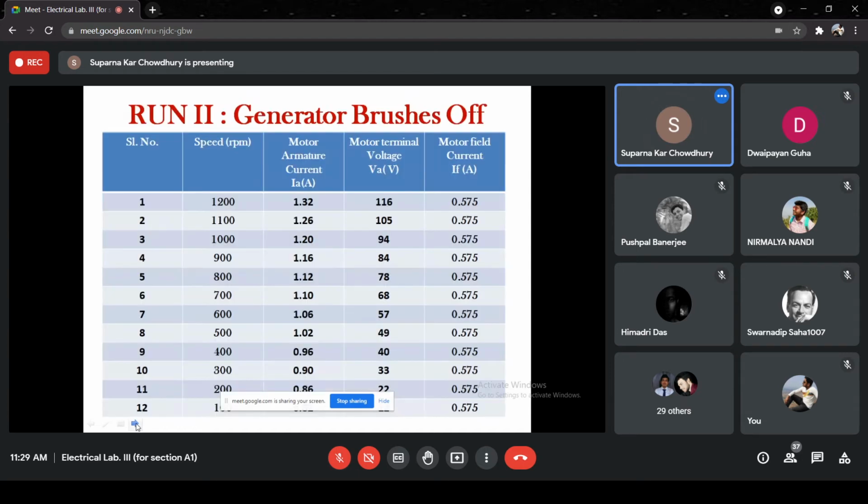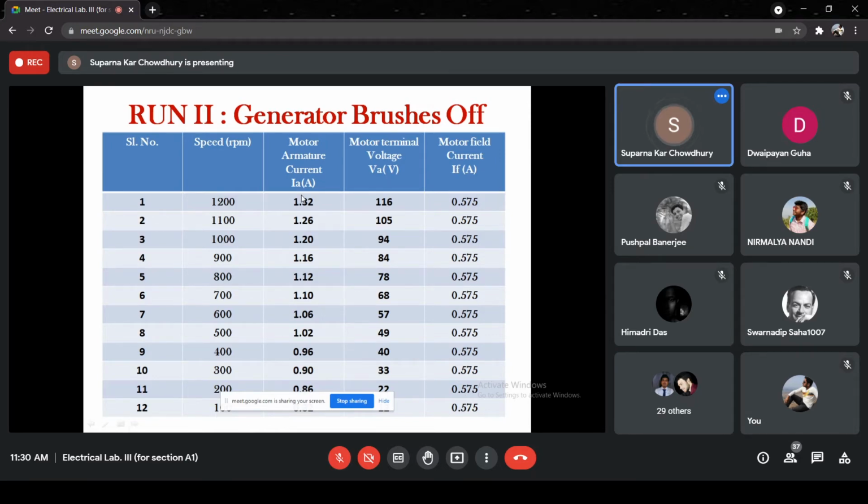Now for run 2, the first run I described was with the motor uncoupled, but normally that is carried out at the end, because we have to uncouple the motor and generator. So we start with the generator brushes taken off. We keep the speeds at 100, 200, 300, 400, 500 up to 1200, because 1150 is the rated. We note the motor armature current and motor terminal voltage, and the motor field current is kept constant.